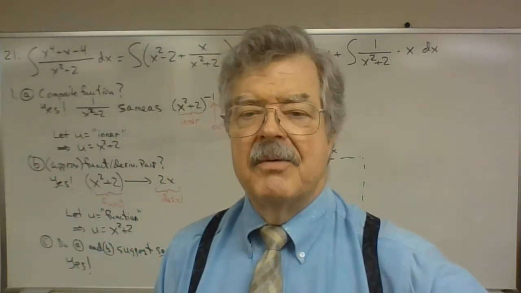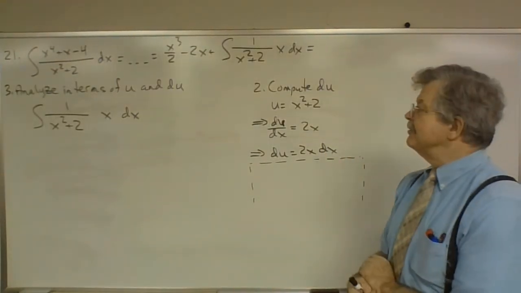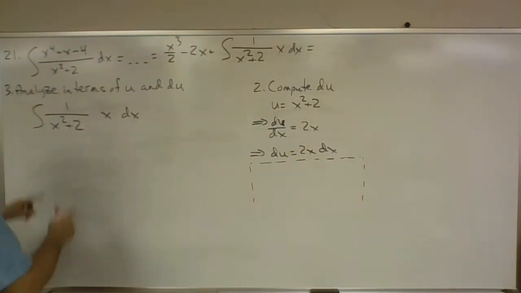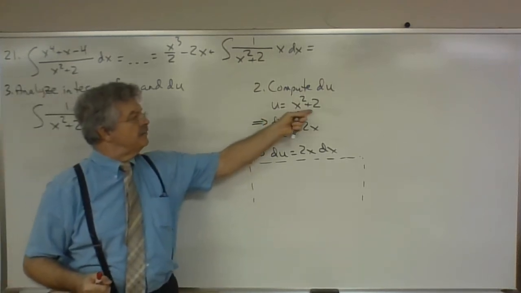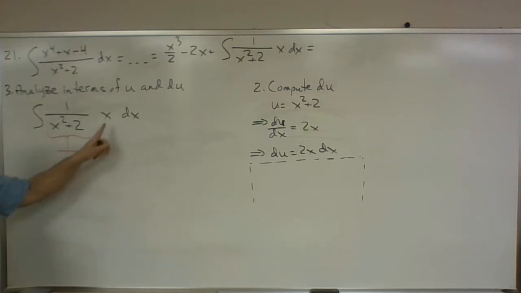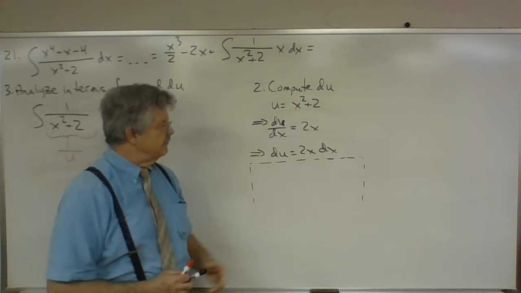And let me pause while I erase the board. Okay, I am ready to resume. My third step is to analyze my integral in terms of u and du. And remember, u is x squared plus 2. So here I have 1 over x squared plus 2, so this is going to be 1 over u. And here I have x dx. I don't have x dx here, I have 2x dx.